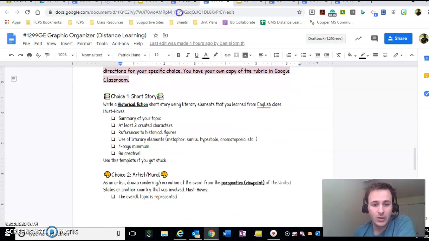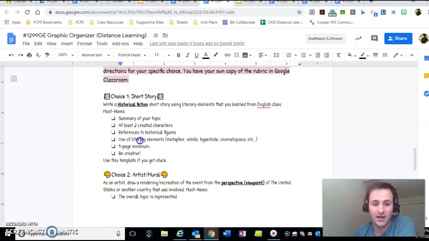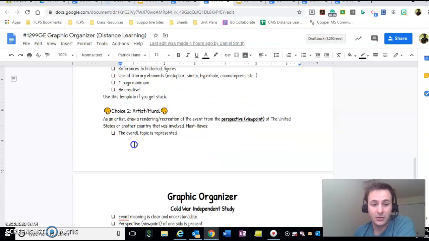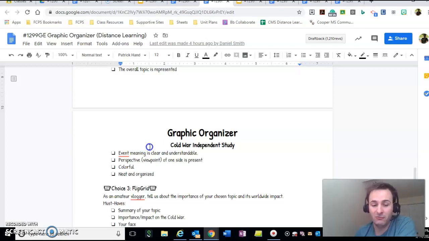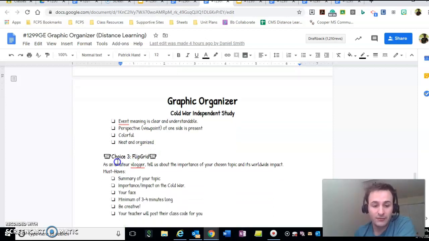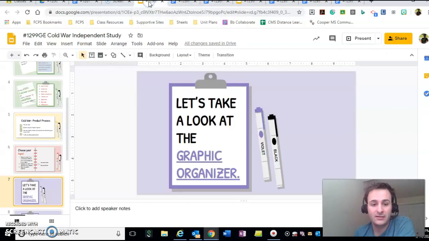And again, you have a couple options to choose from in terms of what product you will create. You can write a short story using some literary elements from class, so metaphors, simile, hyperbole, onomatopoeia. You could draw a picture, a recreation of what the event looked like, possibly from the perspective of one country. Or you could do a Flipgrid, be a vlogger, for example. Tell us about the importance of your chosen topic and its worldwide impact.